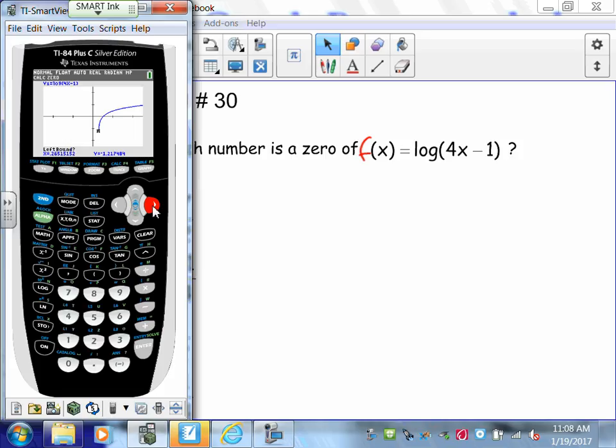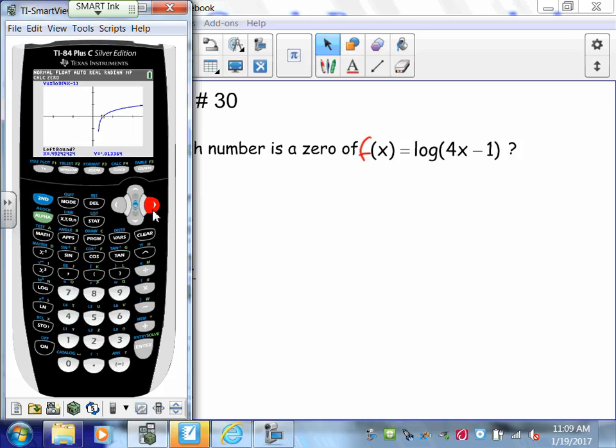If you're having a hard time finding the answer, again, you want to put the blinker as close to the 0 as possible. So your blinker should be right on top of where it crosses the x-axis.